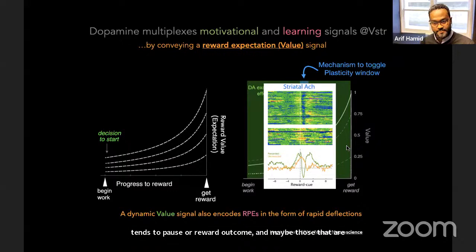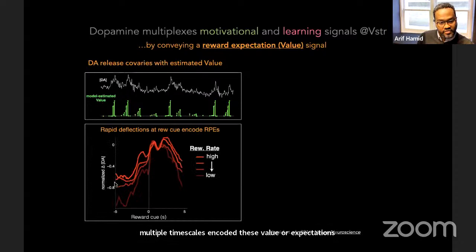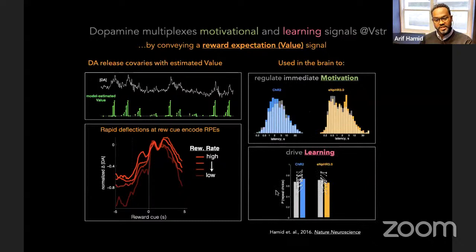So indeed, supporting this view, we provided some empirical evidence that showed that dopamine varying at multiple timescales encoded these value or expectation signals, and that across a variety of reward rates, pre-trial levels were correlated with the motivational vigor of the animal, and that rapid deflections at reward outcome were encoding reward prediction errors. And using causal optogenetic methods, we also demonstrated that dopamine can regulate online motivational engagement and also drive learning by changing the probability of future decisions.